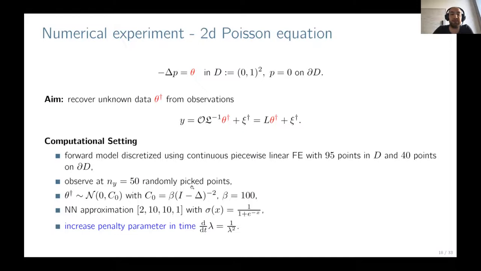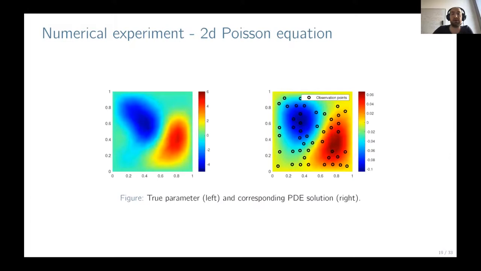And now we want to apply the whole one-shot approach with the neural network approximation, where our neural network is comparably pretty small. So we don't have many parameters inside, but it turned out that in this particular problem, it is enough to consider a very specifically small neural network. And as I said, while running this continuous time formulation of EKI, we now increase the penalty parameter through this differential equation. So basically it increases linearly in time. Okay, so that's our model.